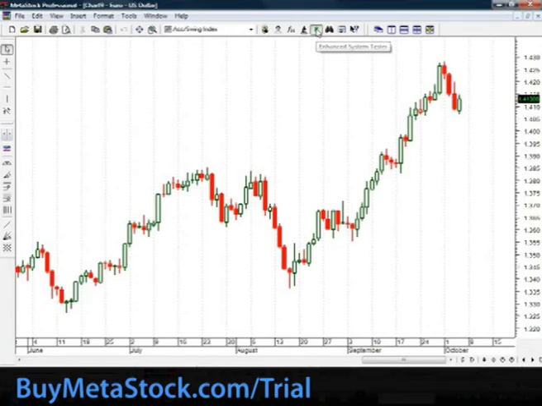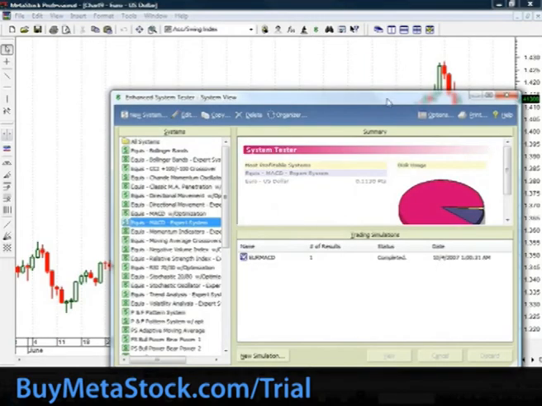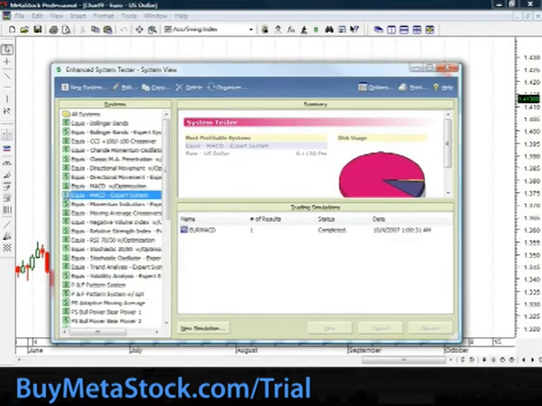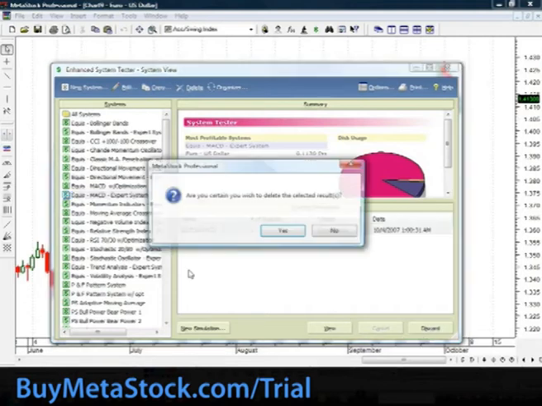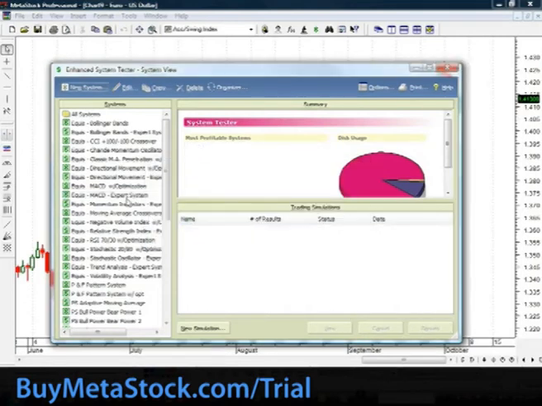So we're going to pull up the Enhanced System Tester, and I'm going to apply one of the pre-built systems. They're fine. In fact, I find a lot of them really quite good. One of my favorites here, I'm going to use an oscillator. So I'm going to apply the MACD expert system. I've just selected that over here on the left.